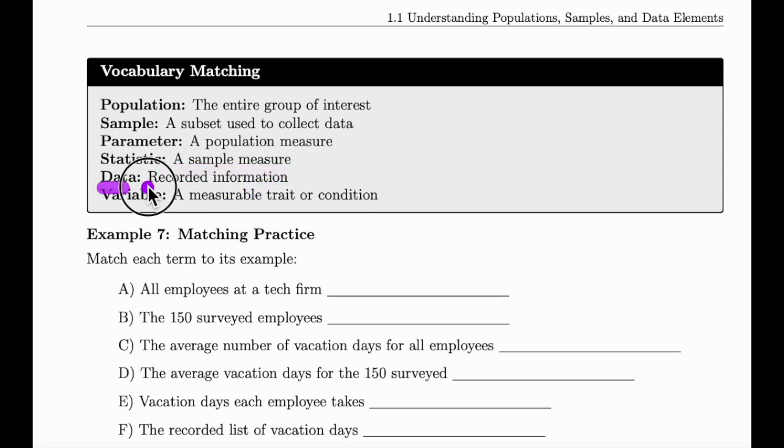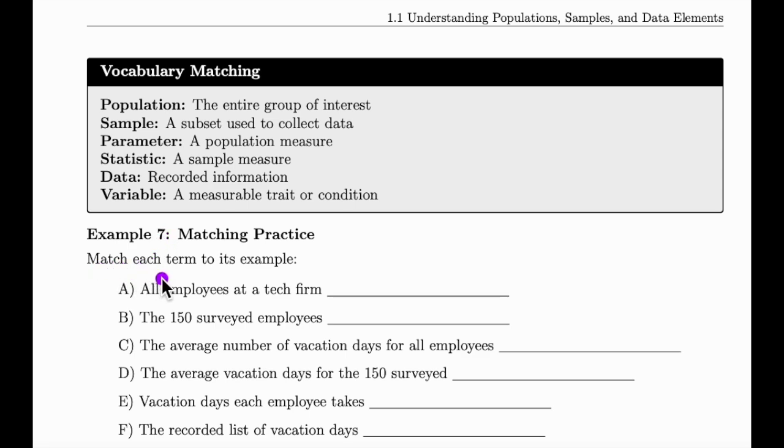The data is the recorded information. Think of it as the answers to our question. And the variable, you want to think of that as the trait or the condition or the characteristic that we're asking about. So think of this as the question.